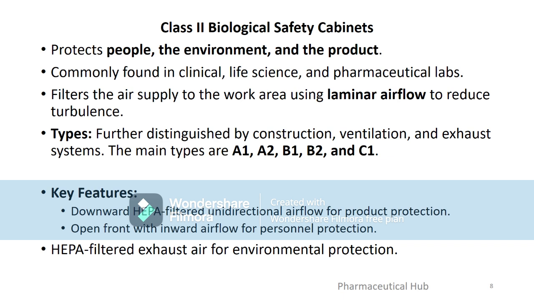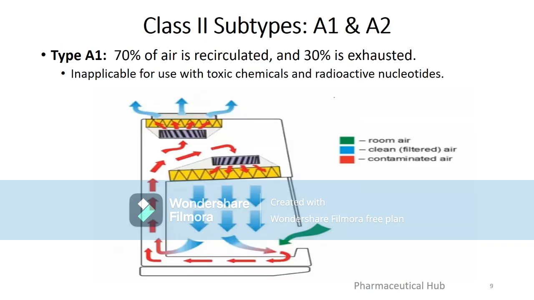Key features: Downward HEPA filtered unidirectional airflow for product protection. Open front with inward airflow for personnel protection. HEPA filtered exhaust air for environmental protection. Slide 9. Class II subtypes. A1 and A2. Type A1: 70% of air is recirculated and 30% is exhausted.